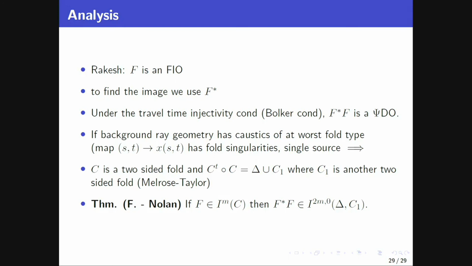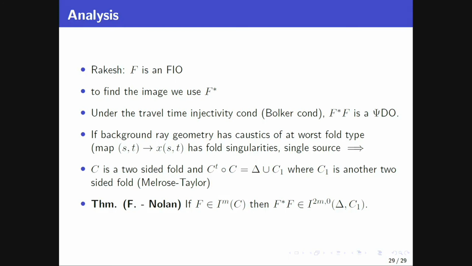When we have 4 singularities, it means that both projections are degenerate, and they have singularities. So they don't have maximum rank anymore. The projections to the left and the right have these singularities. And we call C a two-sided fold, and we look at the composition C^T C because we want to study F star F. In this case, there's no Bolker condition here.